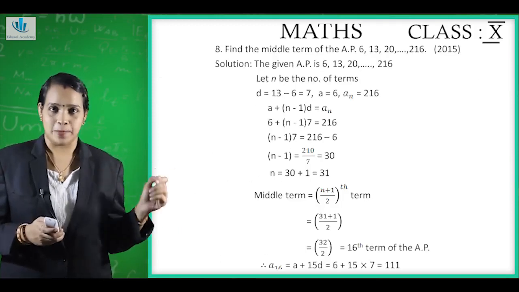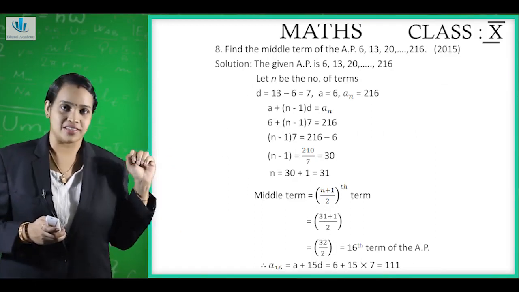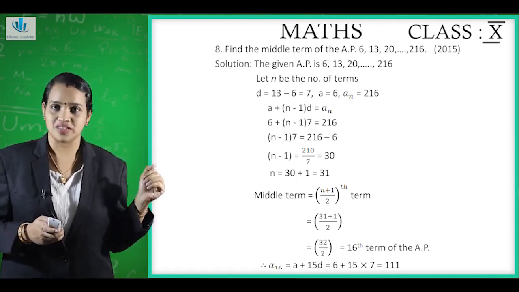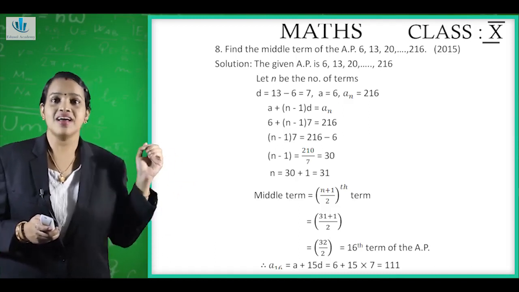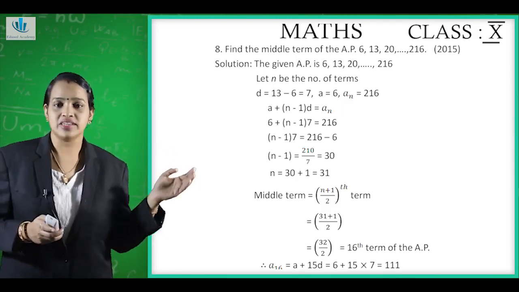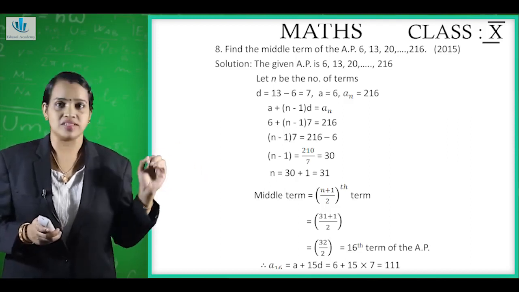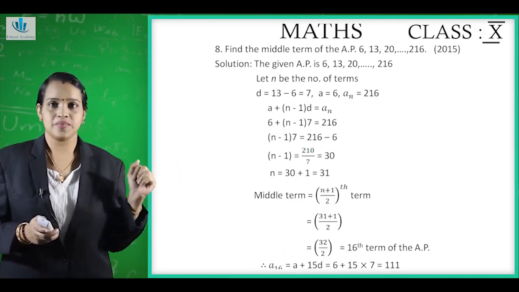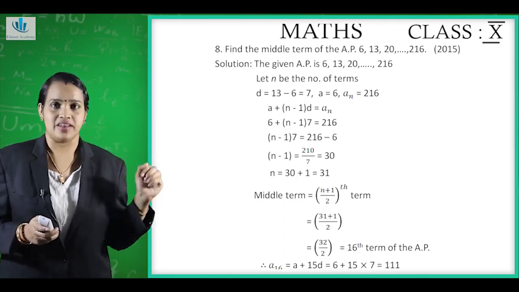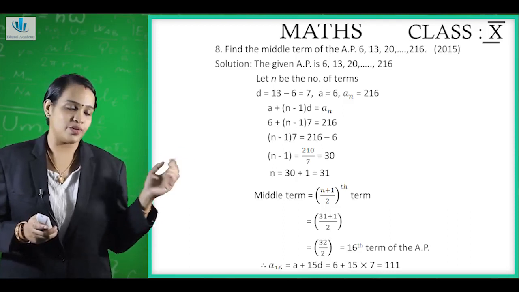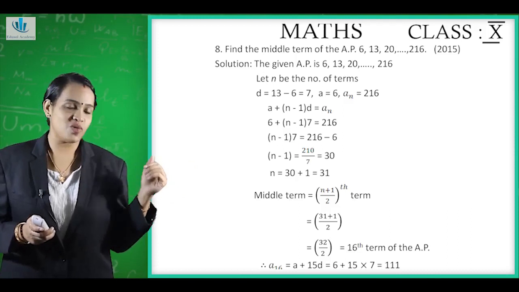Now we will see the next question. Find the middle term of the AP 6, 13, 20 and so on till 216. This question has appeared in the year 2015. In the question the given AP is 6, 13, 20 so on till 216. Let n be the number of terms. We can find d: 13 minus 6 which is equal to 7. And the first term you already know, a is equal to 6. An you know it is 216.